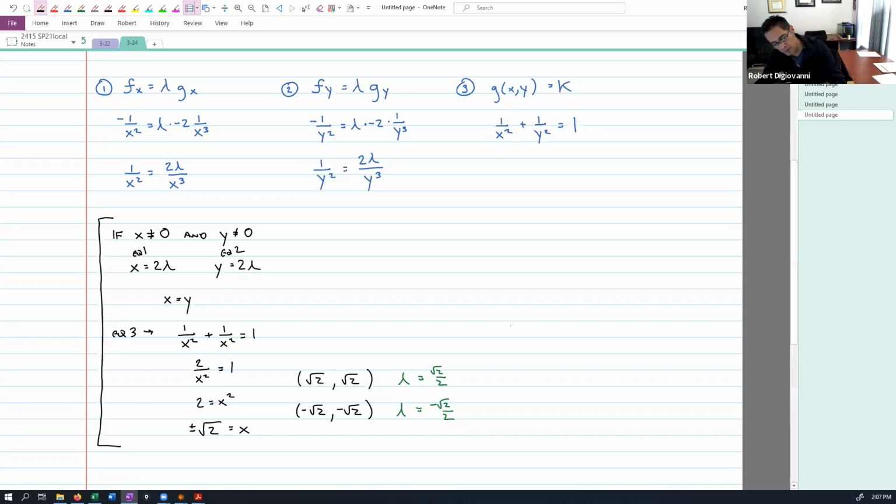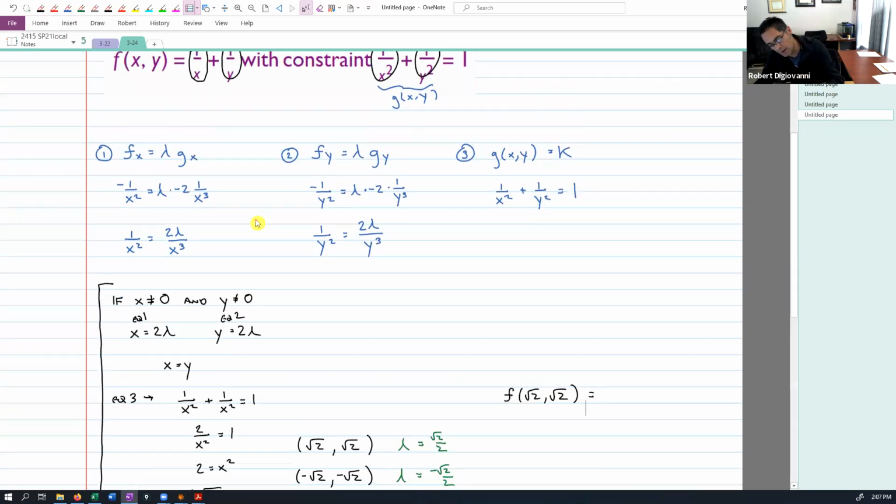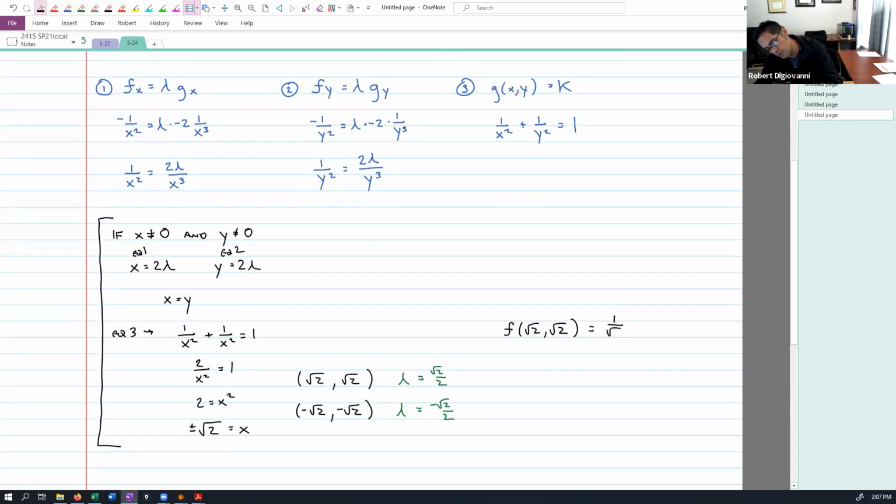So now we plug it into the function. So if I do f of root 2, that gives me the original function with just 1 over x plus 1 over y. So that's going to be 1 over root 2 plus 1 over root 2, which is 2 over root 2. And then if I do negatives there instead, I get negative 2 over root 2. So that's obviously a minimum, and that's a maximum.